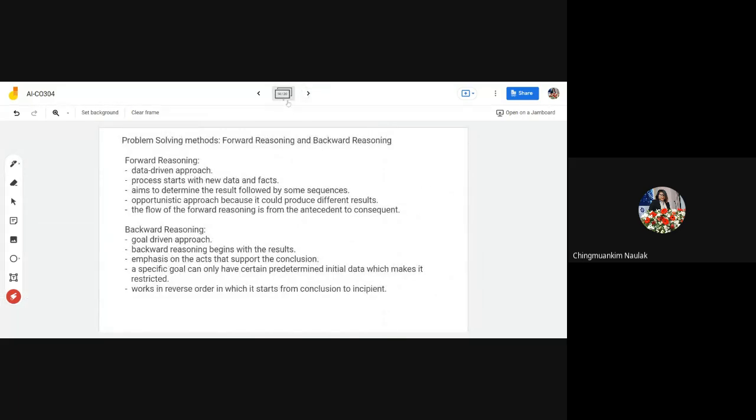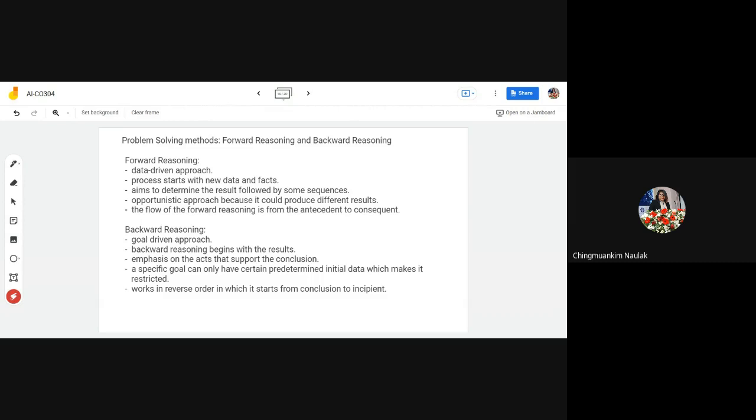Next, we have problem solving methods. Others are forward reasoning and backward reasoning. We won't do this in a very detailed manner because in the upcoming chapters we have a separate chapter for this reasoning itself. So we'll do it in a more detailed way in that chapter. Now we'll just have an overview and simple basic examples of what forward reasoning and backward reasoning are.